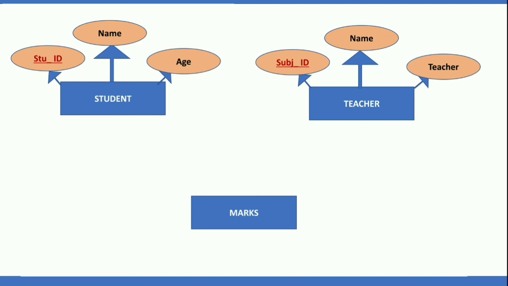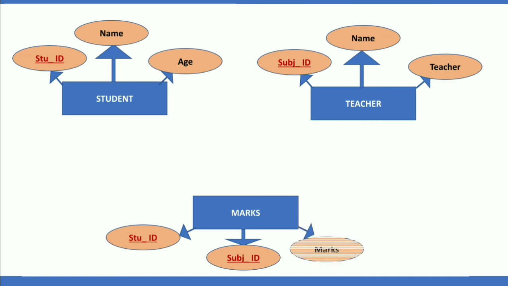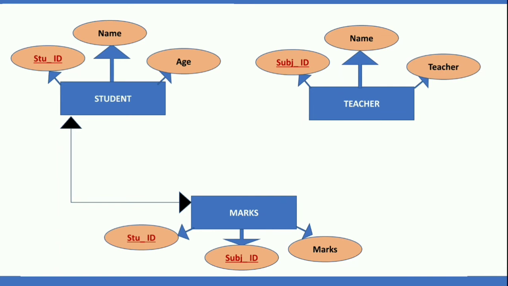The table name, that is the entity name, is marks. So in the marks entity, the first attribute is student ID. Second attribute is subject ID. Both are key attributes, so just underline them. And the third attribute is marks. So now let's see the relationship between student and marks. Look at the key attribute of student, student ID. That key attribute is copied and pasted in the entity marks. So there is a relationship. After each exam, who is going to get marks? Yes, students are going to get marks. So the relationship, you can name it as get.